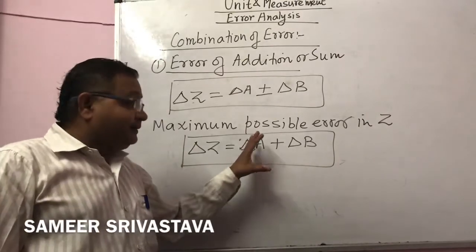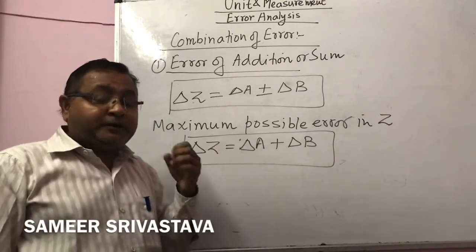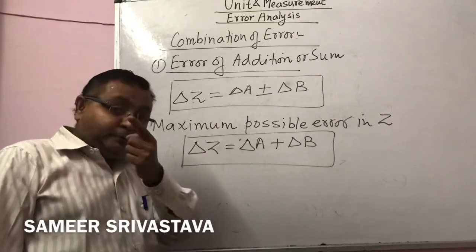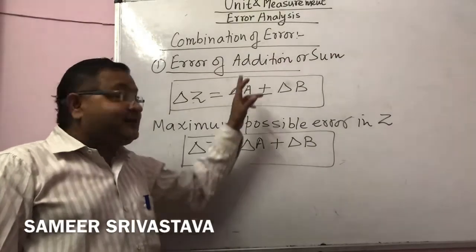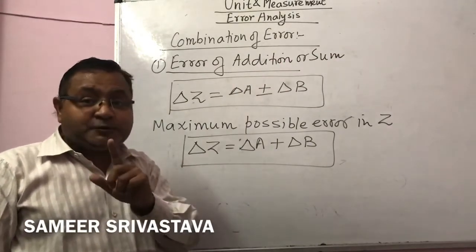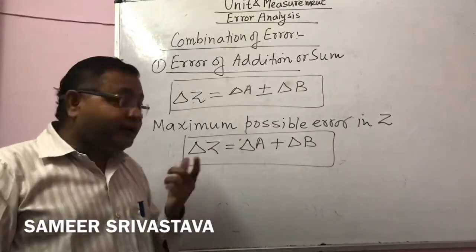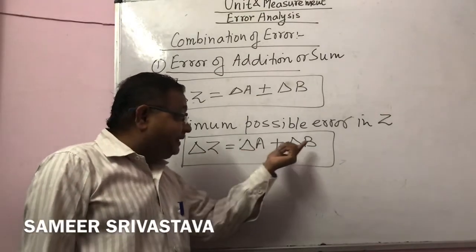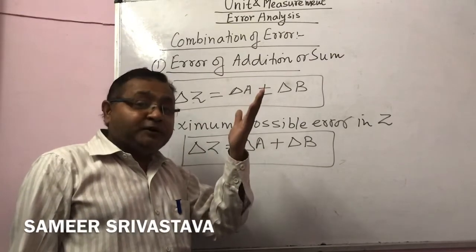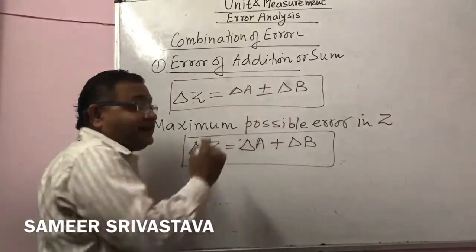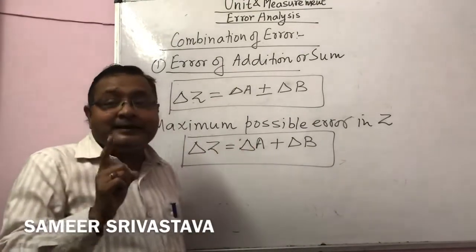Now, important points. The first point is that the error in the case of addition is always expressed in absolute form. Here we write delta A, delta B, and delta is about the absolute values. So when we take the case of addition, we write the error in terms of their absolute value.